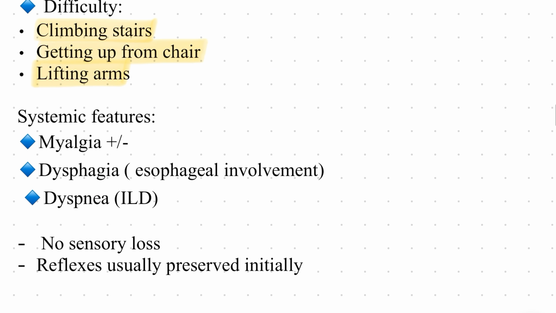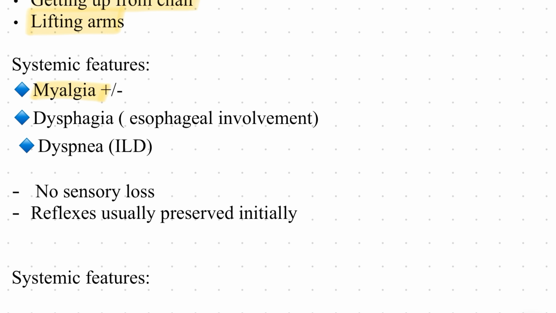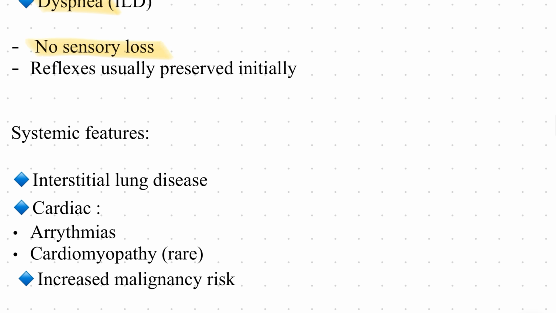Then coming to systemic features, we see myalgia, which is a synonym of body pain, muscle pain mainly. It may be present or absent. Then dysphagia, which is difficulty in swallowing. Then dyspnea. Then you need to remember there will be no sensory loss. Since muscles are involved, people feel that it is going to involve both sensory and motor. Only motor will be involved, no sensory loss will be seen. Reflexes are usually preserved initially.